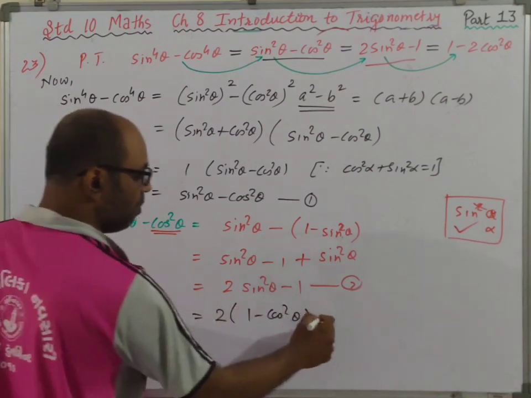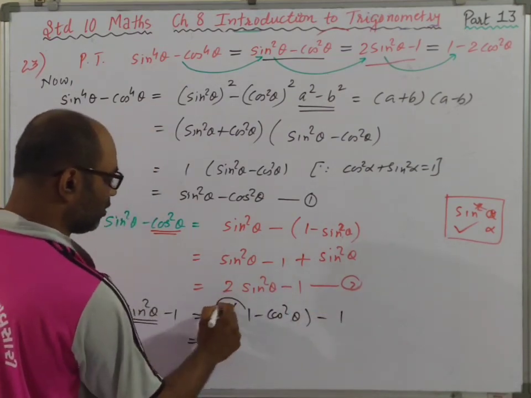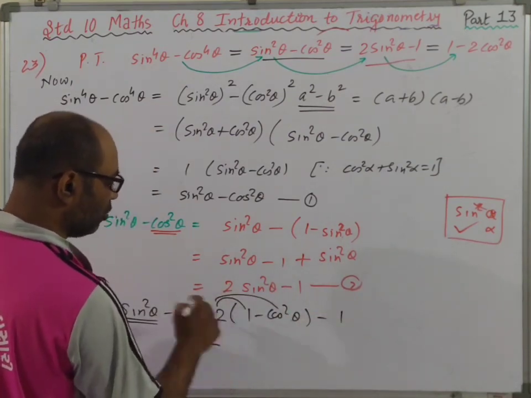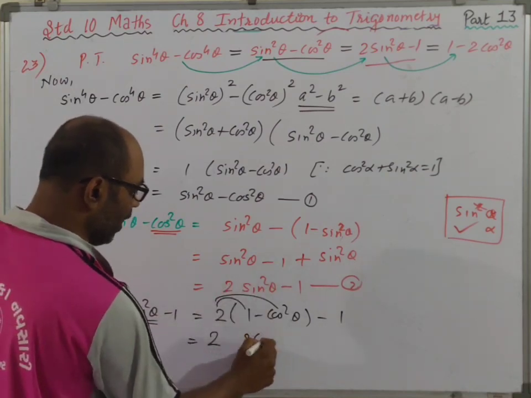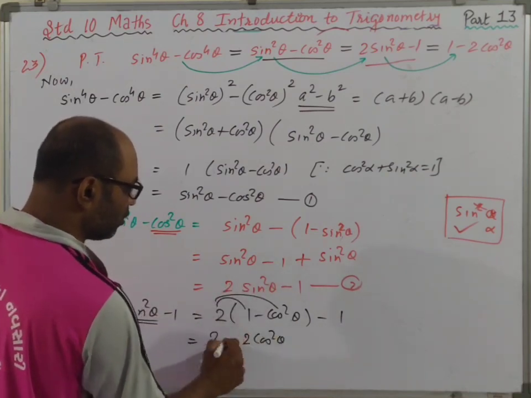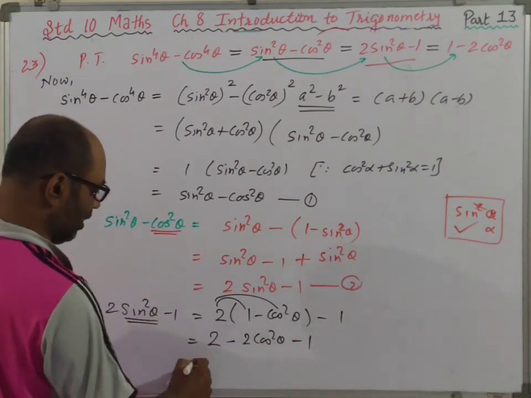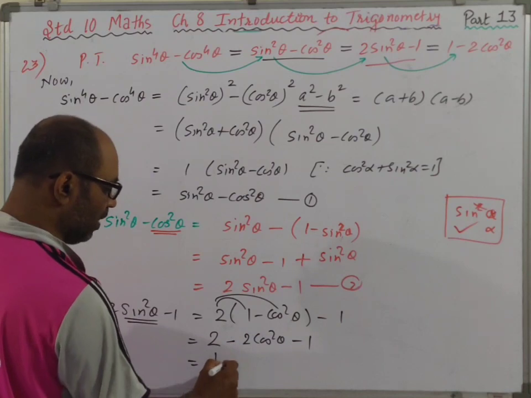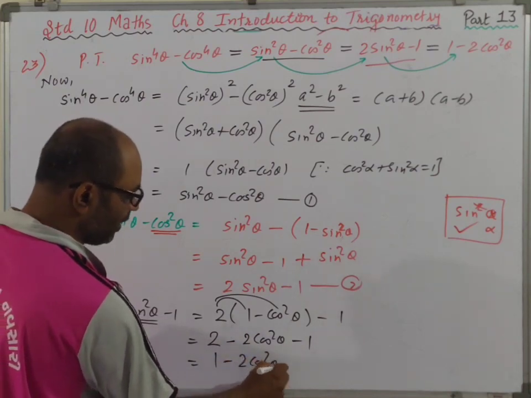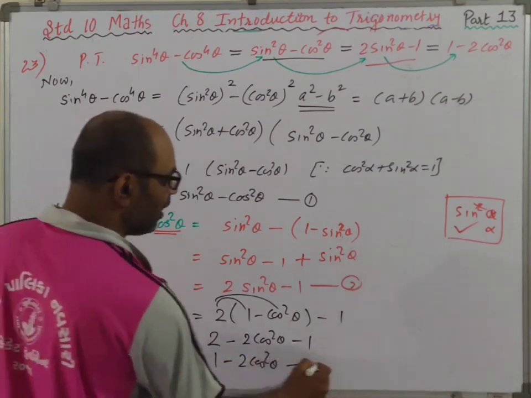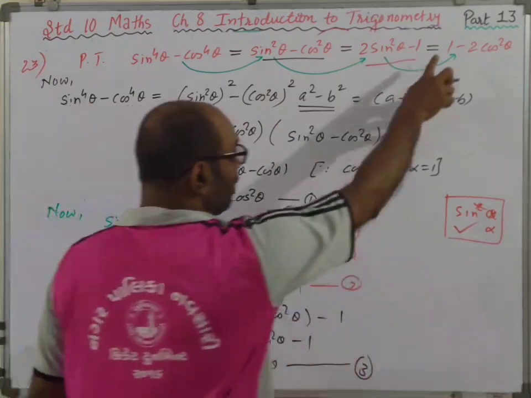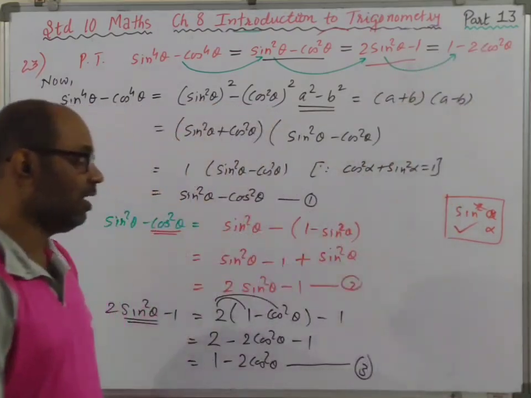And then minus 1. Yes, distributive law. 2 ones are 2, same sign plus. 2 into cos square, 2 cos square theta, different sign, so minus, and minus 1. 2 minus 1, these are like terms. 2 minus 1 is plus 1 minus 2 cos square theta. Is that clear? And that is the result number 3. You got it? 1 minus 2 cos square theta.